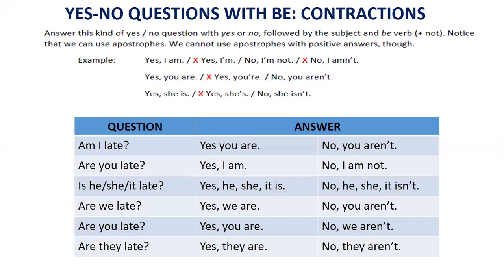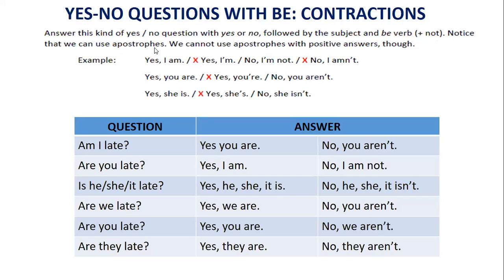Okay, here. Vea que cuando hablamos, a veces aquí quiero mostrarles cómo realmente podemos hacer de forma correcta las contracciones con el verbo be, sobre todo en la parte escrita del idioma, ¿verdad? A veces cuando la gente habla, lo contracta mucho, pero dice, answer this kind of yes, no questions with yes or no, followed by the subject, ¿verdad? Seguido por el sujeto y el verbo be, más la partícula not, en el caso de las negativas.